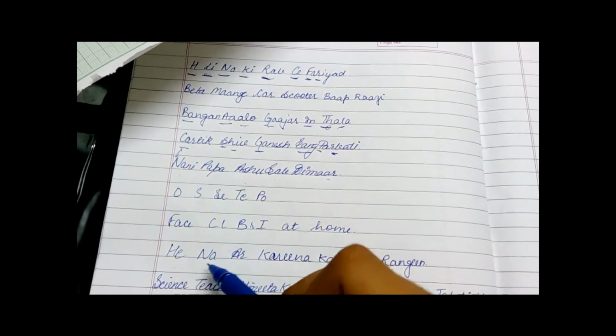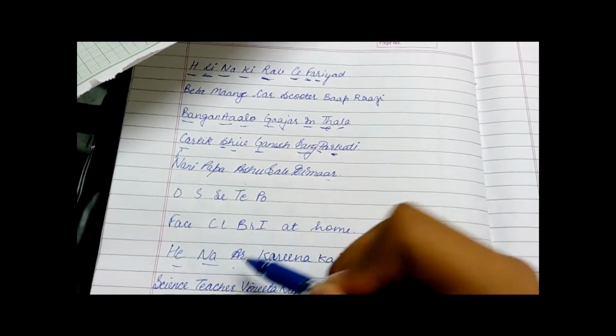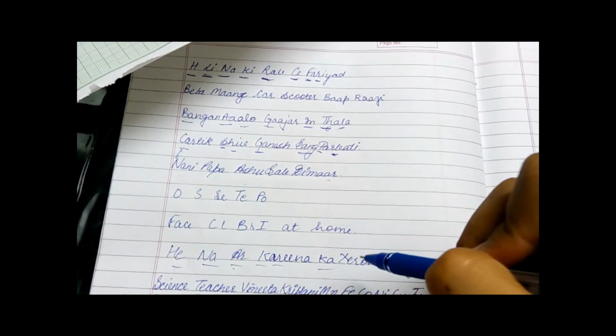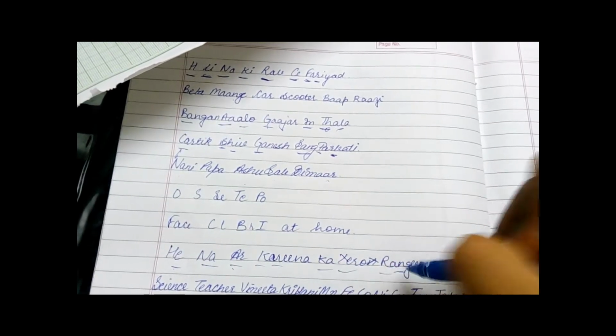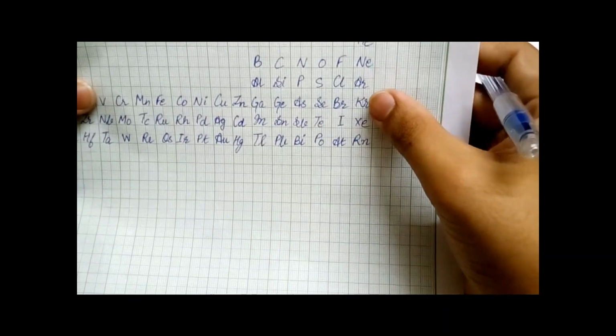Now this last one is the boys' favorite. It is Hina or Karina ka Xerox Rangeen. And the elements are helium, neon, argon, krypton, xenon and radon.